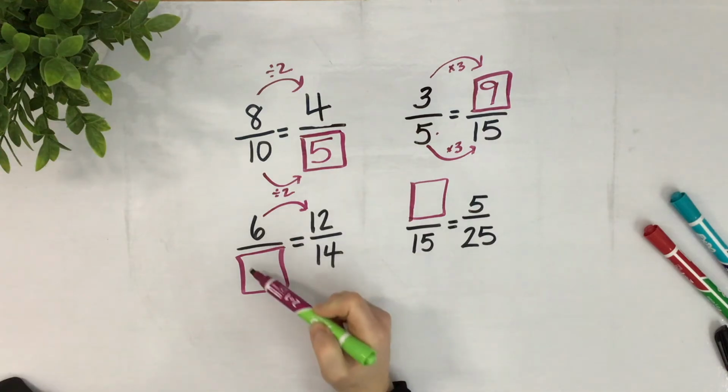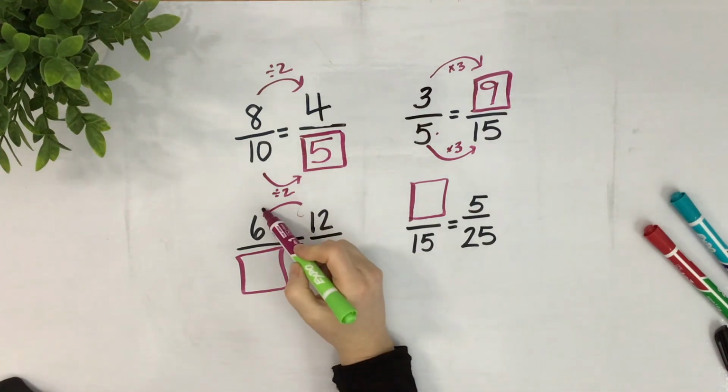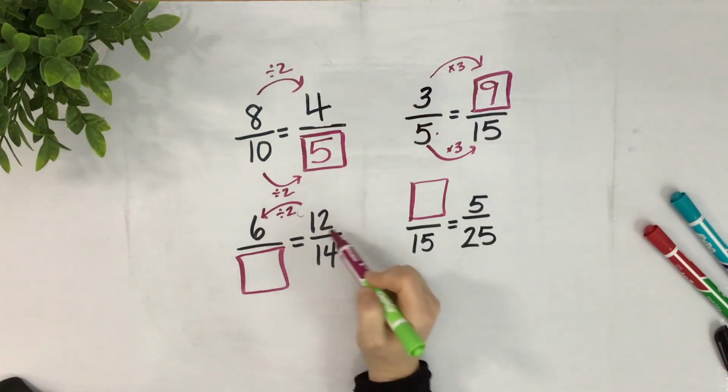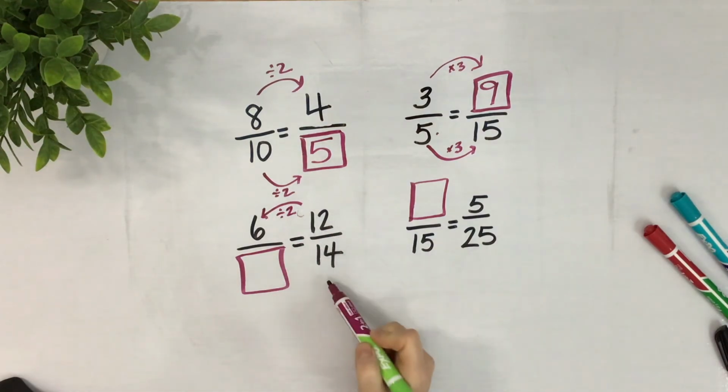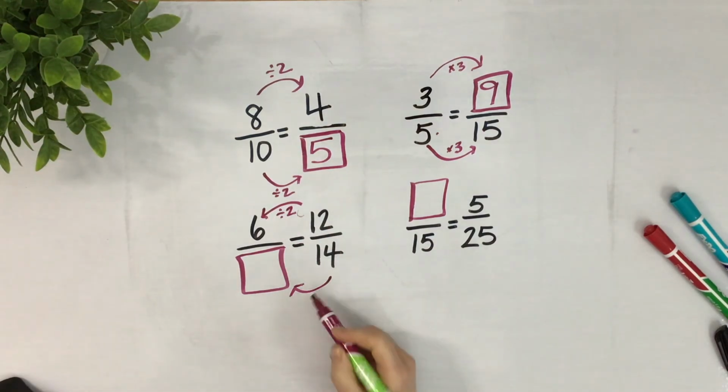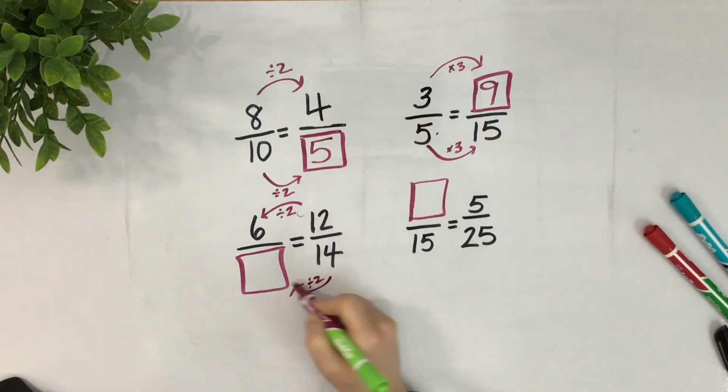Here I see I have doubled if I'm going left to right, or halved if I'm going right to left. So since I need to go in this direction, I'll choose divide by 2. 7.